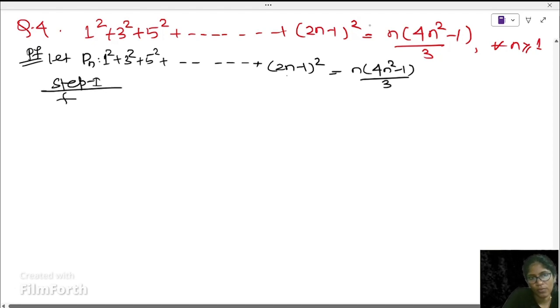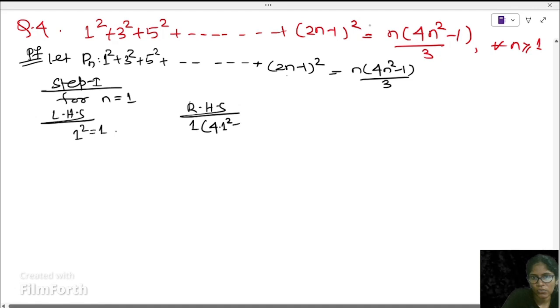Step 1. For n is equal to 1. That means in the left hand side putting n is equal to 1, that means 2 into 1 minus 1 whole square, which is equal to 1. Right hand side: 1 into 4 into 1 square minus 1 divided by 3. 4 into 1 square is 4, minus 1 is 3, 3 by 3 which equals 1. Since left hand side is equal to right hand side, that means P1 is true.